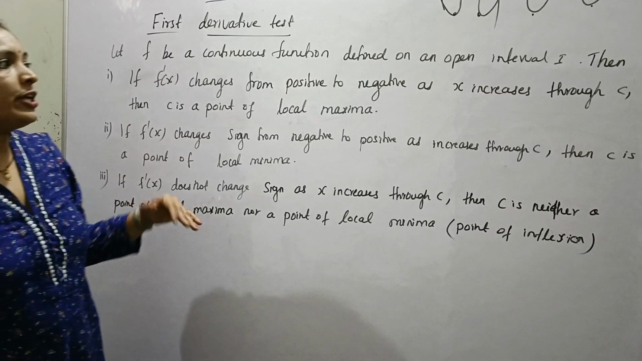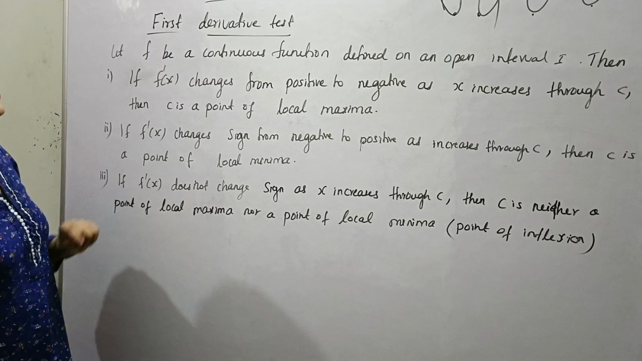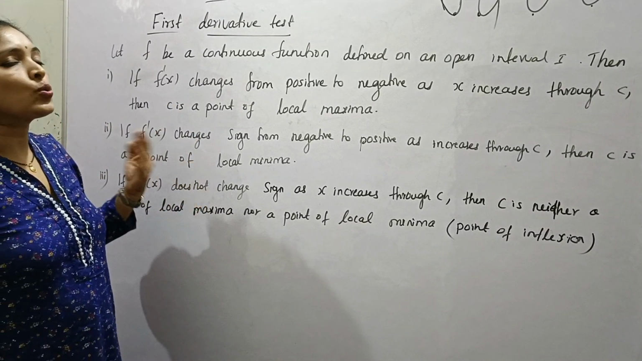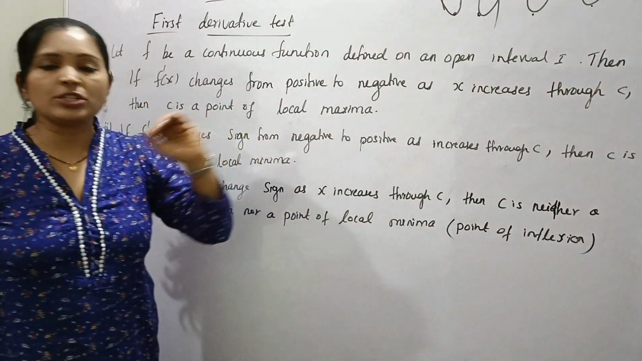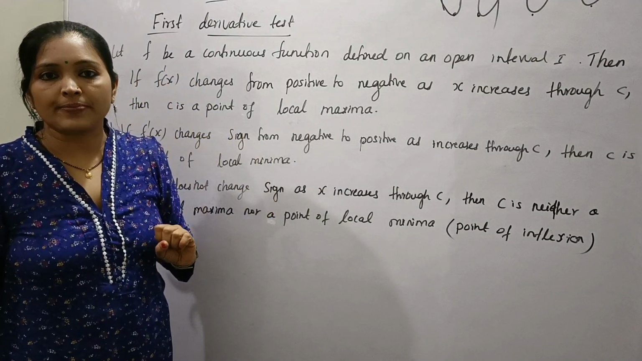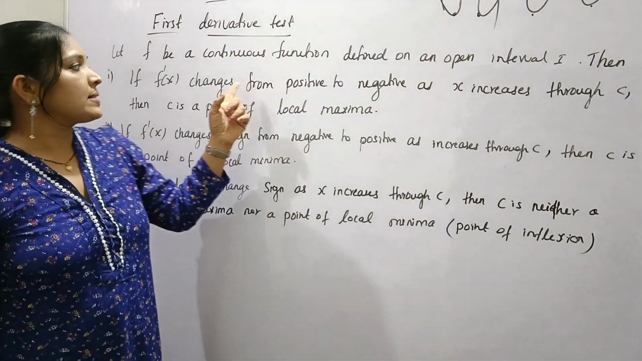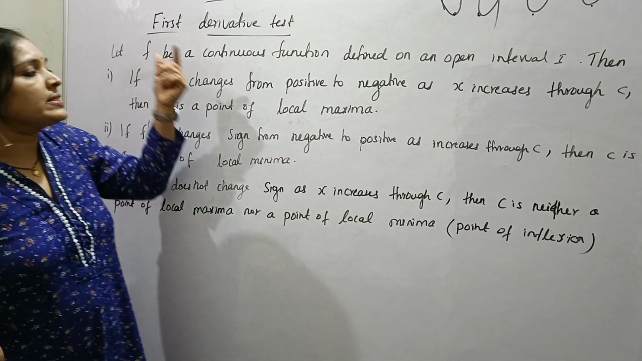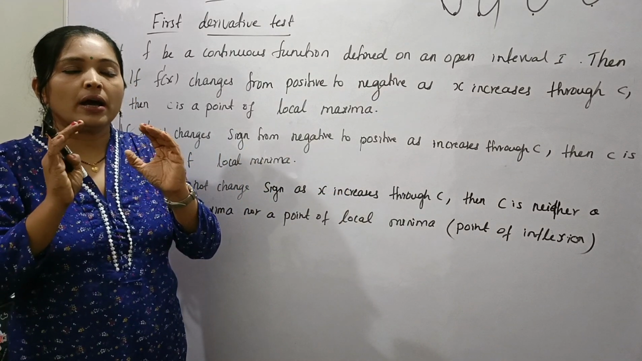Let f be a continuous function defined on an open interval I, then listen carefully. If f dash of x changes from positive to negative as x increases through c. Okay, see here, what is c? Some function will be given, right? So here we have to find the critical points. That is c. So we will find the critical point, and we will find f dash of x also.